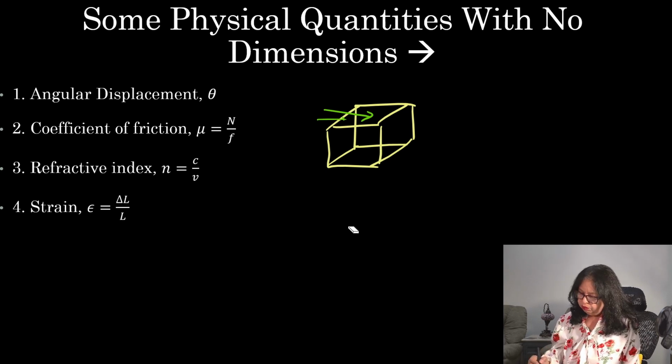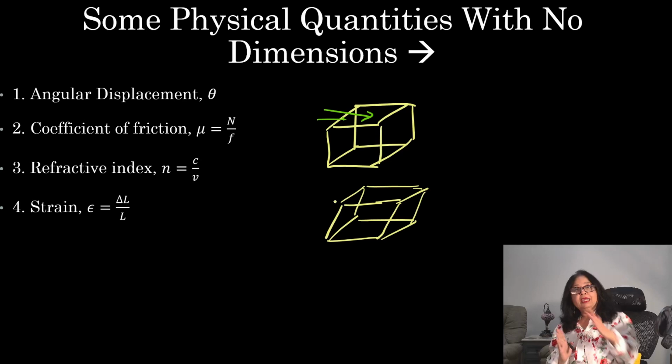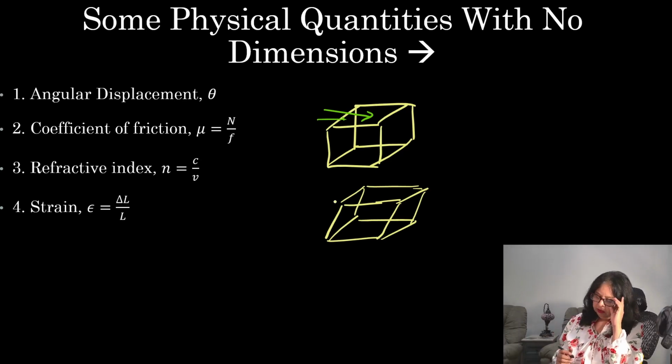Let me use yellow color. Let's see if I can show you how the box will deform. So this is the side view. See here? So the box is kind of tilted, it has deformed. So that's how you will get this delta L over L. This gives you strain. It's a measure of how much it has deformed.